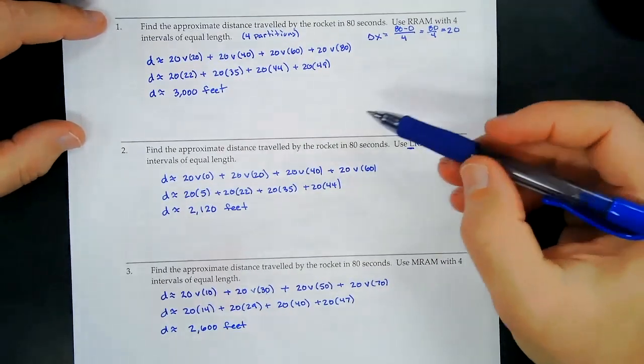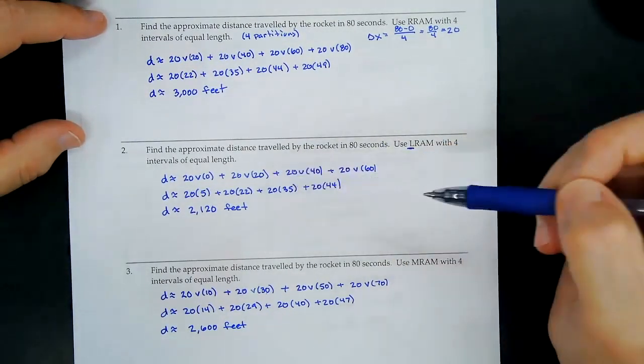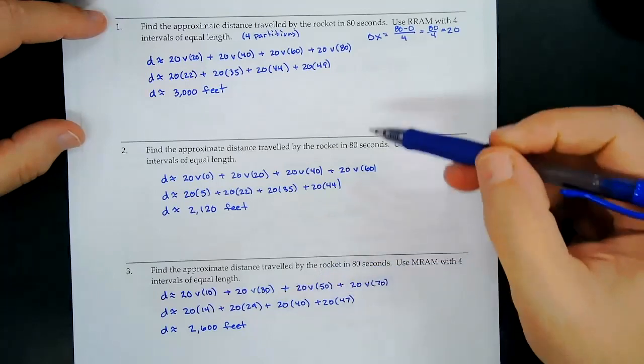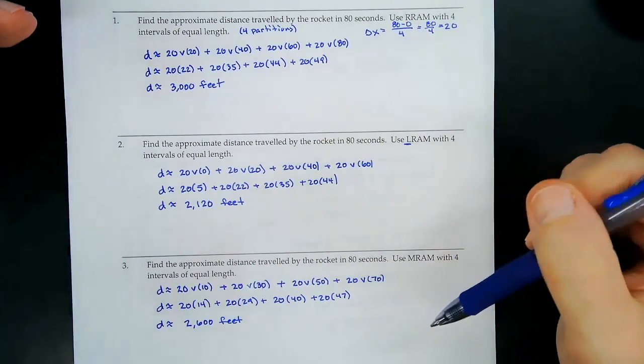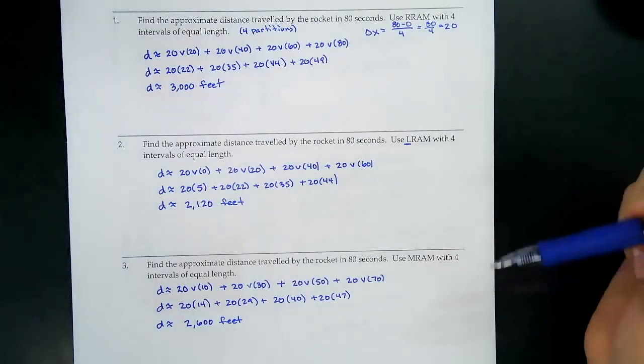So we did RRAM and we got a value. We did LRAM, we got a value, and we did MRAM and we got a value. And they're all different, right? But they're all three approximations. It's just the method you use to approximate this height.